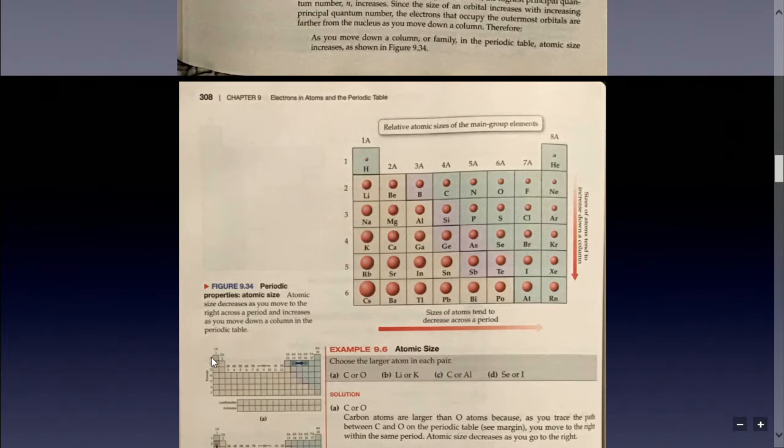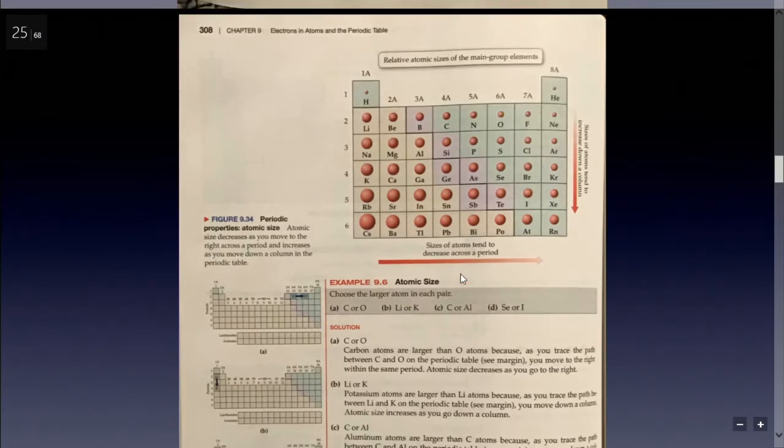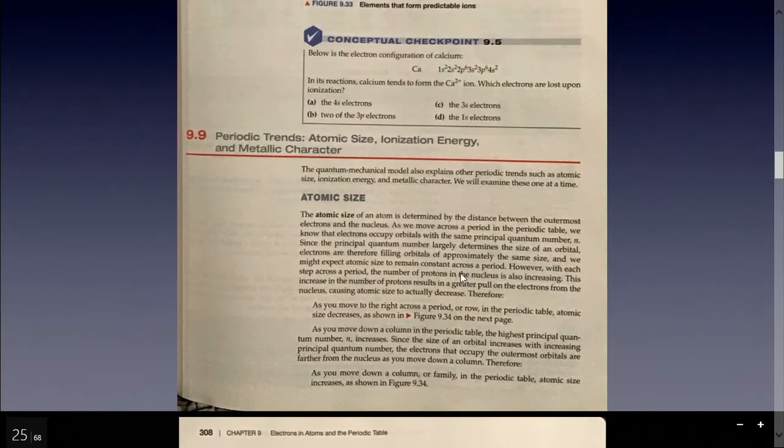So they're just showing column 1 and 2, leaving out the transition metals, and then showing columns 3 through 8, or 13 through 18, however you want to call it. If you call it 3 through 8, you need to say 3A through 8A. But okay, that's because the transition metals kind of just stay the same size. They don't really change size too much. And they do some kind of weird stuff with their electrons and the d orbitals that I don't want to get too far into with this chapter.